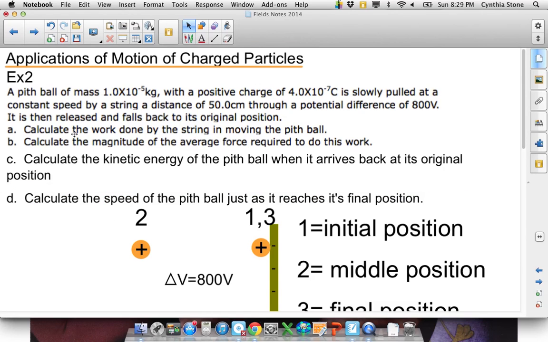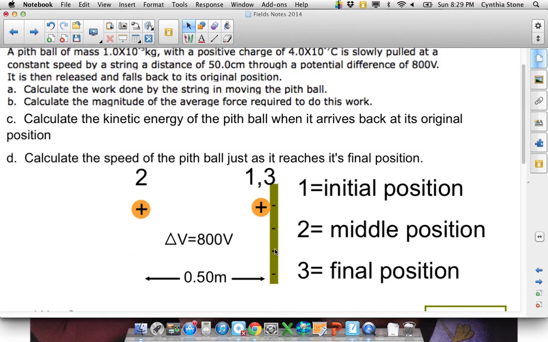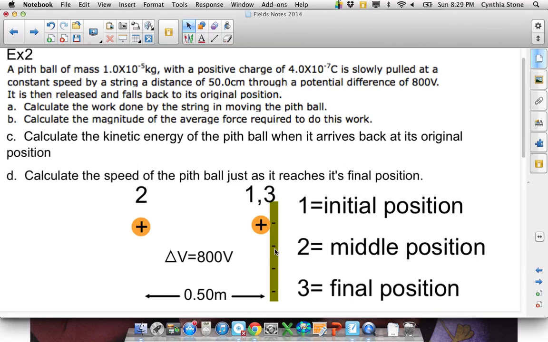Okay, example 2. All right, a little pith ball of very tiny mass has a very tiny positive charge. It's slowly pulled at a constant speed by a string, a distance of 50 centimeters through a potential difference of 800 volts. A picture helps a lot here. It's then released and allowed to fall back to its original position.